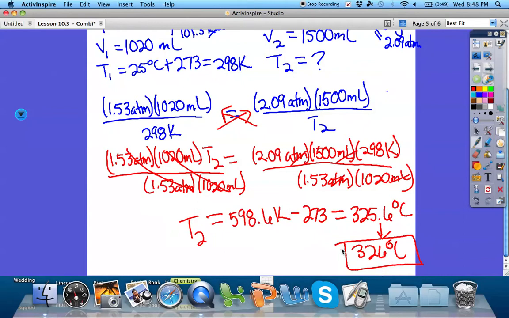You have practice in your packet for the combined gas law, so go ahead and make sure that you work through that. And if you have any questions, feel free to stop in and ask me.